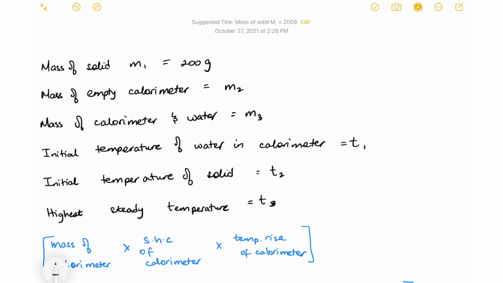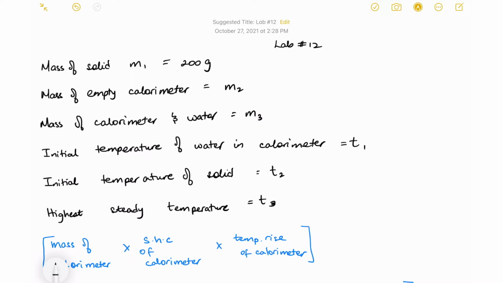Okay, so for lab number 12, I did have some questions with the calculations, right? So when we were in the lab earlier today, you were given the mass of the solid as 200 grams. Then you had to weigh the mass of the empty calorimeter, right? So that mass is what we will be calling M2.